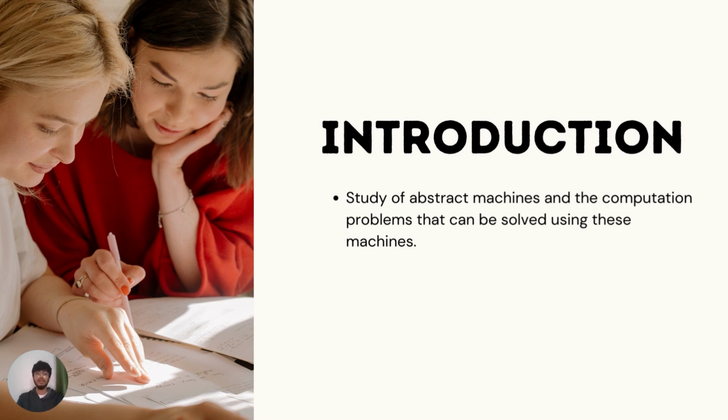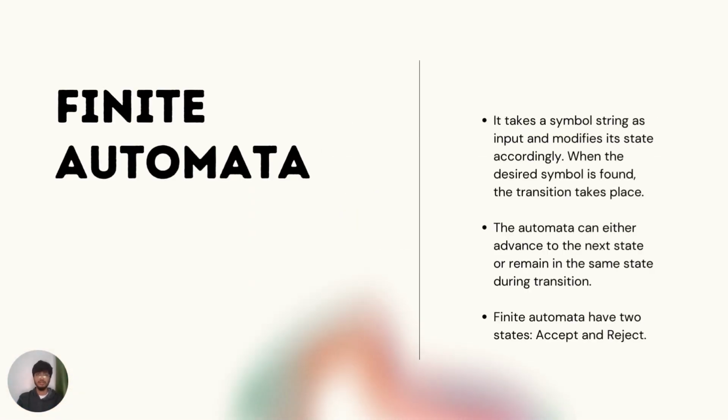So, what is automata? Automata is the study of abstract machines and the computation problems that can be solved using these machines. Now, before we understand what a DFA is, we need to understand what a finite state machine or a finite automata is. Finite state machines are those machines that take a symbol string as input and modify its state accordingly. When the desired symbol is found, the transition takes place. The automata can either advance to the next state or remain in the same state during transition. Finite state machines have two states, that is, accept and reject.